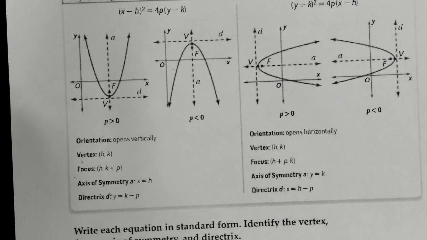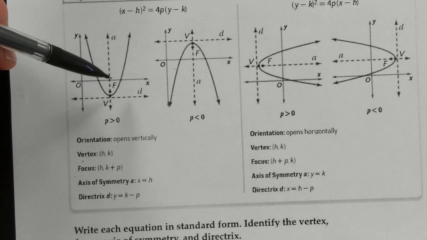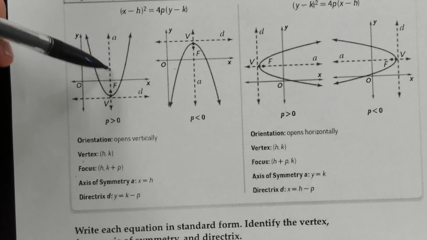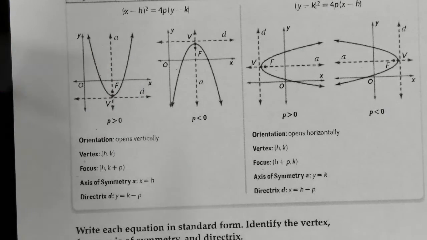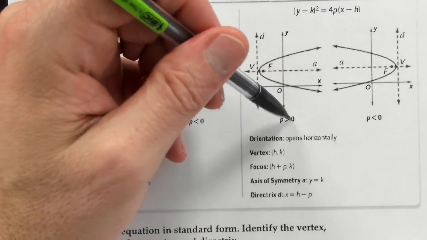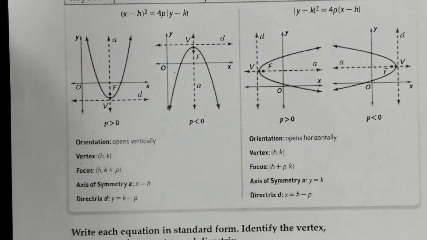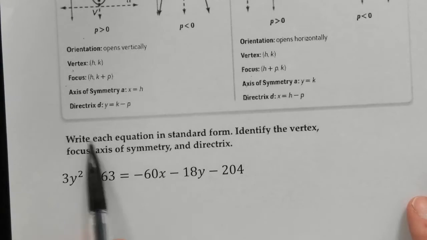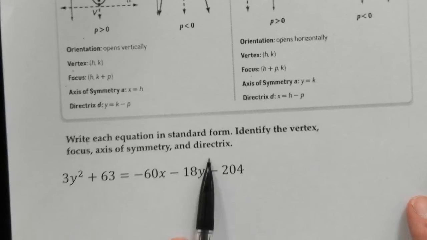By the way, you can tell by the value of p which direction the parabola opens. If p is greater than 0, then it opens up, and if p is less than 0, it opens down for a vertical parabola. And if p is greater than 0, it opens right, and less than 0, it opens left for a horizontal parabola. So you can tell that information by looking at the value of p. So what are we going to have to do? We're going to have to write the equation in standard form, identify the vertex, the focus, the axis of symmetry, and the directrix.